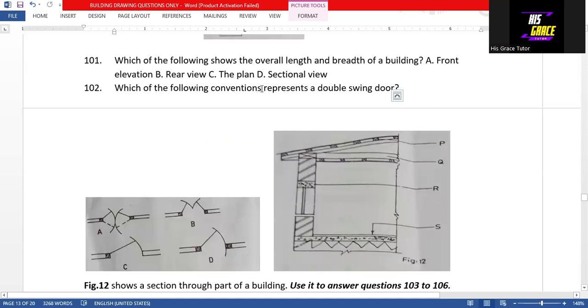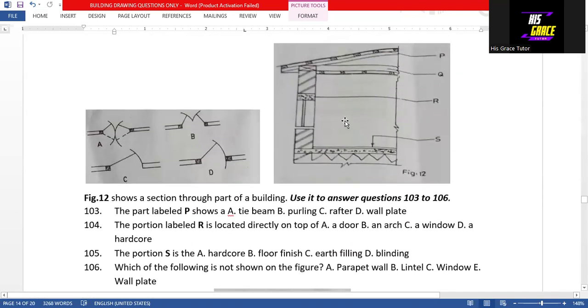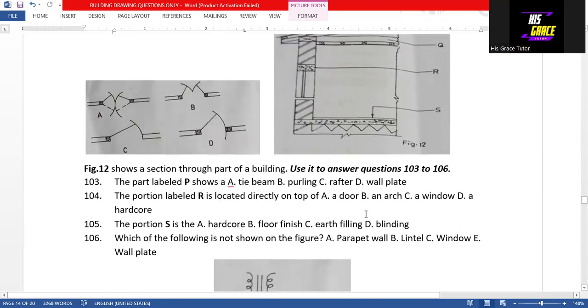102. Which of the following conventions represent a double swing door? That is option A, the answer to that question. So we are making use of this diagram to answer questions 103 to 106. Question 103, the part labeled P shows a purlin. So that is option B, the answer to question 103. 104. The portion labeled R is located directly on top of a window. So that's a lintel. So option C is the answer to question 104.